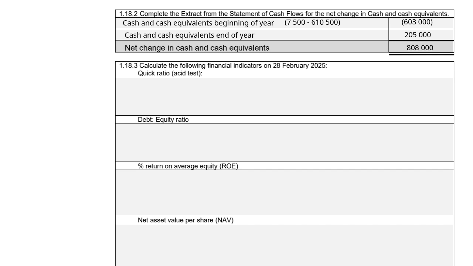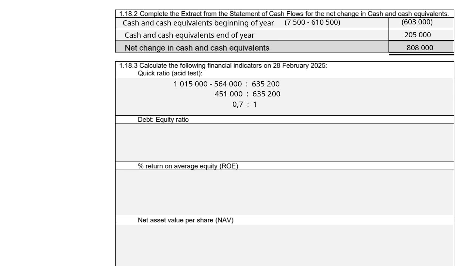1.18.3, calculate the following financial indicators on 28 February 2025. The quick ratio, or asset test ratio, is your current assets minus your inventory to your current liabilities. So if we go back to 2025's figures, our current assets is 1,015,000 minus the inventory of 564,000 to your current liabilities of 635,200, and then it simplifies to 0.721.